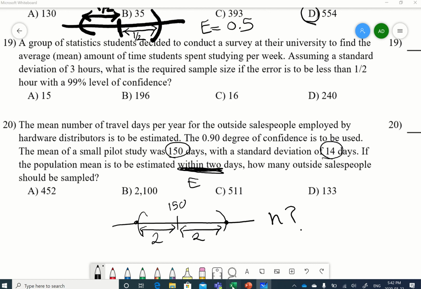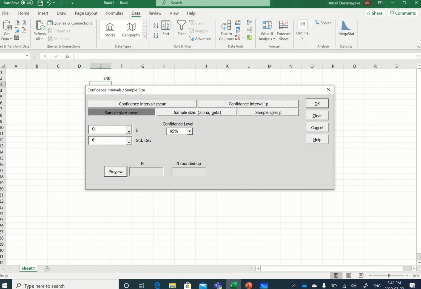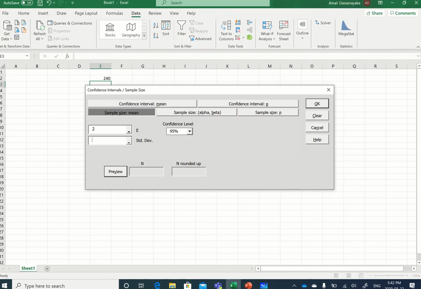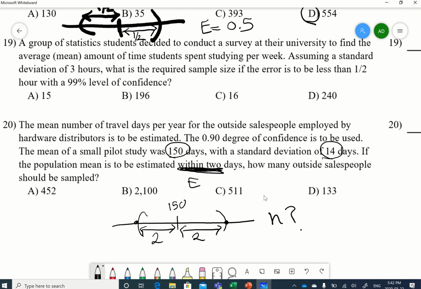So E is 2, error is 2, and let me quickly go back, check 14 days and 90%. Okay, so standard deviation is 14, confidence level is 90%. Okay, 133. So they need to get at least 133 in their sample in order for them to land on this setting, this confidence interval setting.